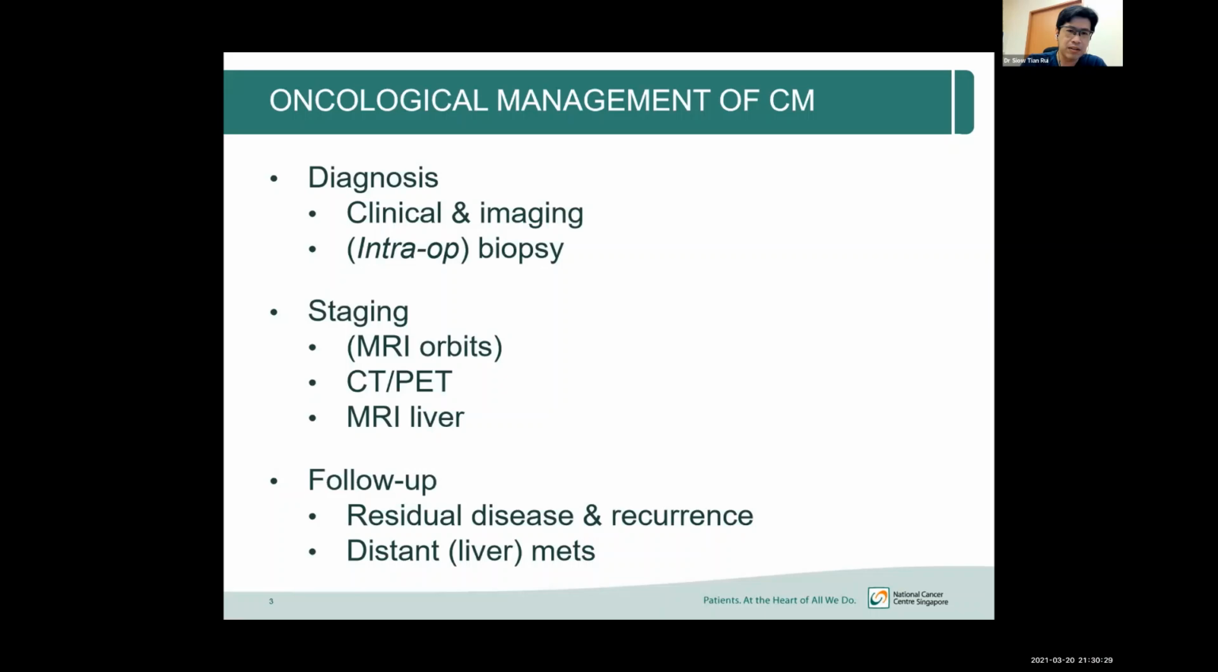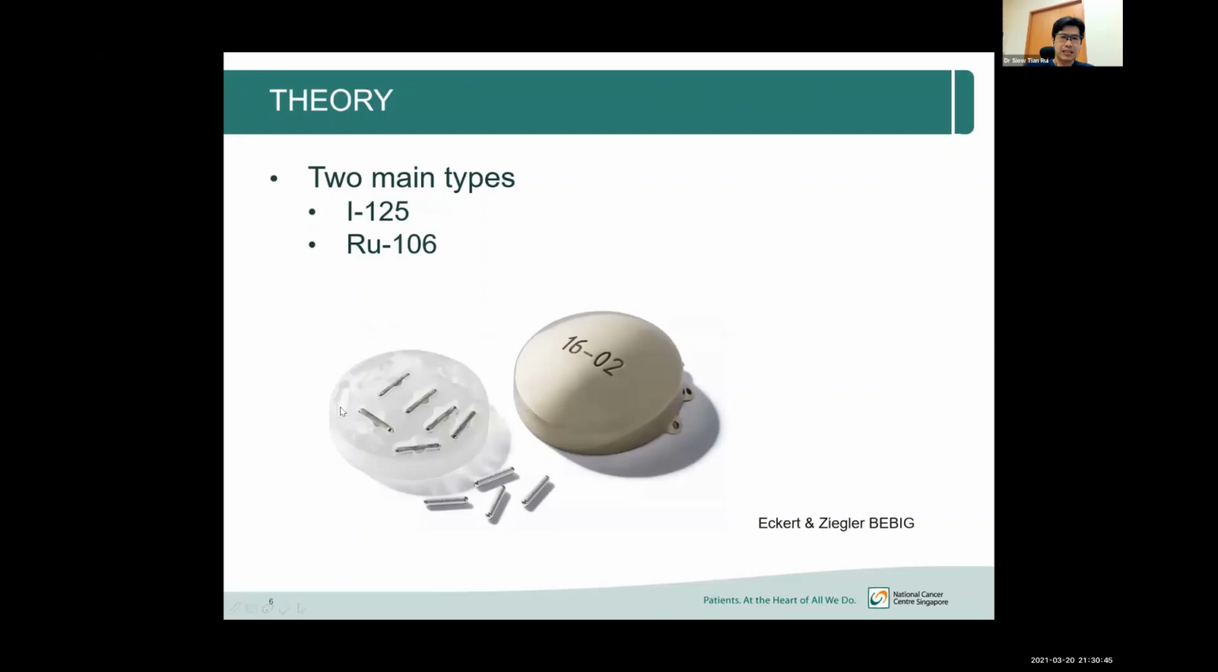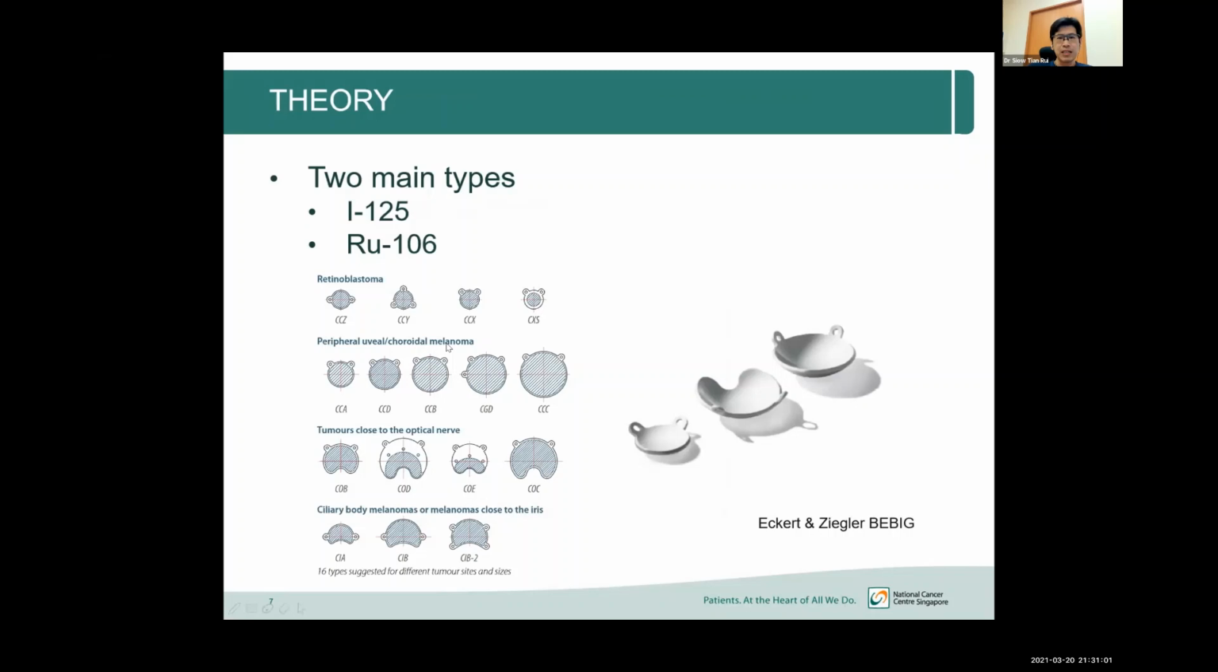Right, so now we come to the theory of the radiation treatment itself. As mentioned, there are two main types. Iodine-125 comes in seeds. It's a silicone Silastic holder, and the iodine-125 seeds, which are 4 millimeters long, are placed into these holders, and then there's a gold shell that goes over it. Then there's the ruthenium-106, which is a solid radioactive plug. We've had the opportunity to use both of these because we had patients who required each of these plugs.